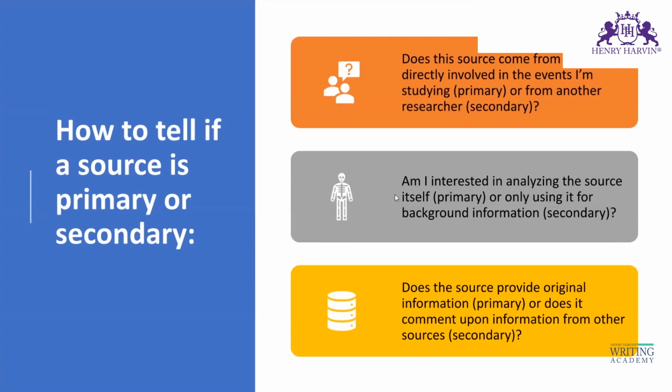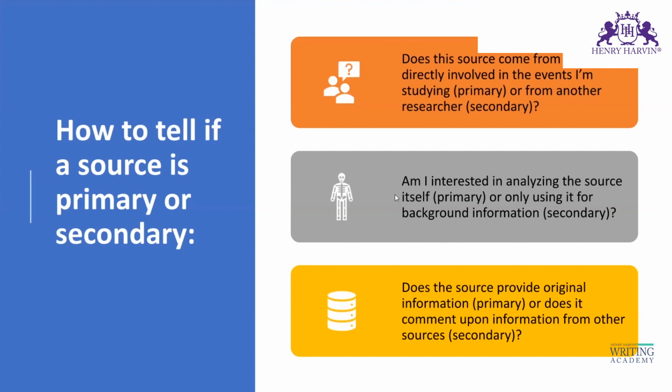Now it says how to tell if a source is primary or secondary. How do you decide whether it is primary or secondary? Let's see the kinds of questions that you have. If it is coming directly and involves a direct thing for the events, it will be primary. And if it is from another researcher, then it would be secondary. Am I interested in analyzing the source itself? If I'm analyzing the source itself, it will be primary. And if I'm just using it as background information.